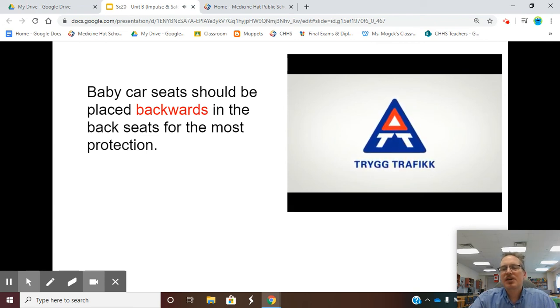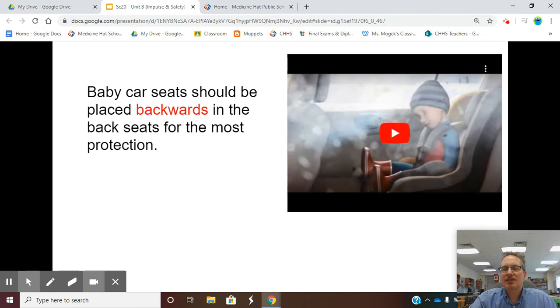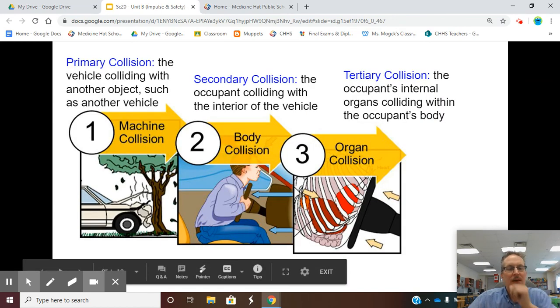By putting your child correctly into the car seat, in the back seat, facing backwards, you are increasing, in case of an accident, your child's survival rate by 90%. That is huge.